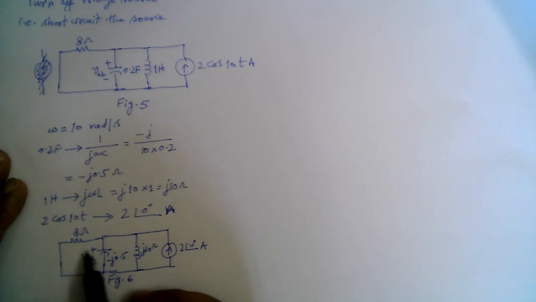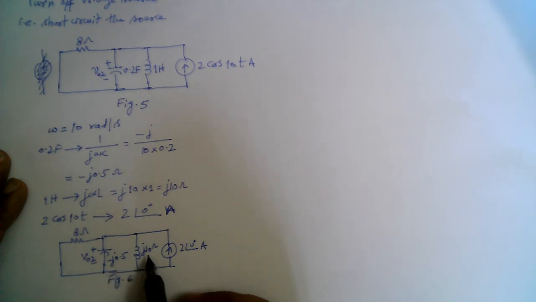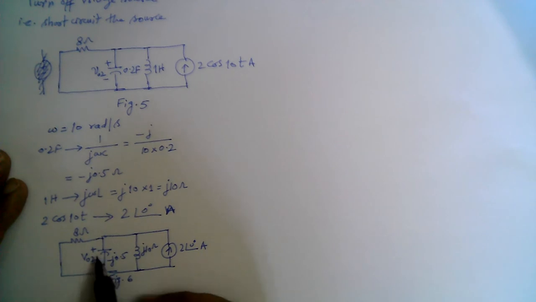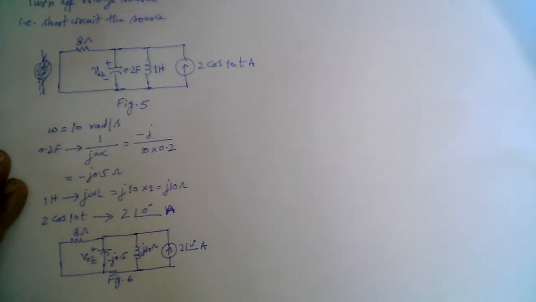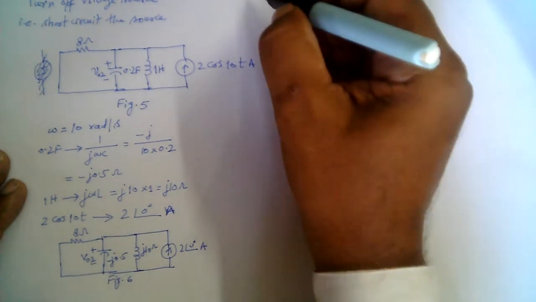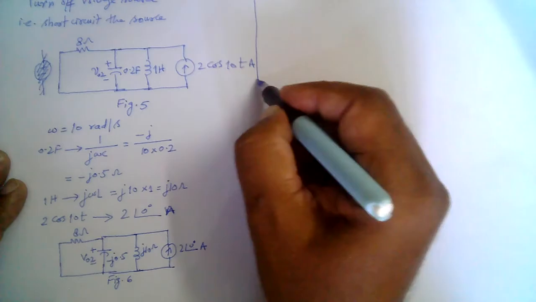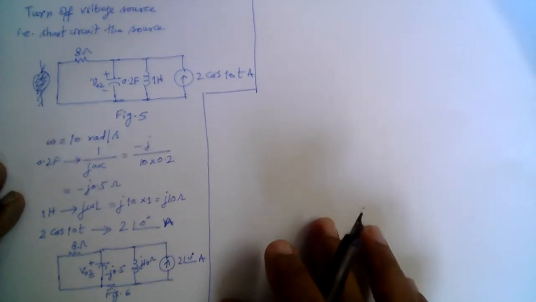See, all these three impedances are in parallel. This is 8 ohm, this capacitor at minus j0.5, and this inductor at j10 ohm. All these three branches are in parallel. So voltage V02 here across the capacitor is the same as the voltage across the inductor, as the voltage across the resistance. So we can find the equivalent impedance of these three branches, and if we multiply the current flowing through that equivalent impedance, which is this source, that will give us the voltage V02. Or we can use the nodal analysis, plain nodal analysis.